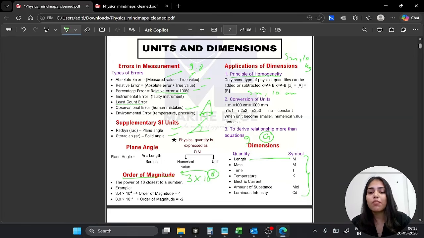Length is denoted by L, sorry. Mass by M, time by T, temperature by K, electric current by I, amount of substance by mole, and luminosity by CD, as we discussed before.